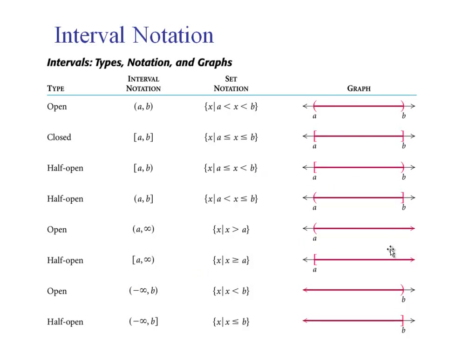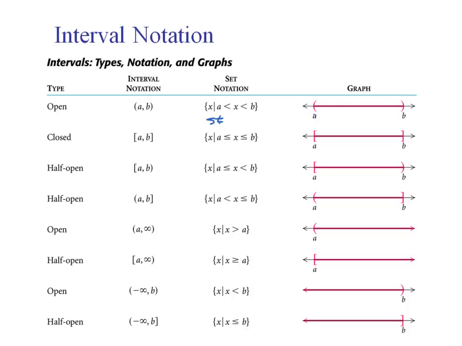Interval notation. It's really good to know what these things mean. It's just quick, easy shorthand. This vertical bar always means such that. Sometimes it's written ST for such that, but the vertical bar is quicker and easier. So this is the set of all x's such that a is less than x is less than b, and then there is the graph.